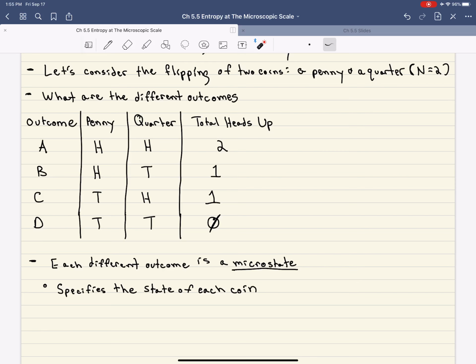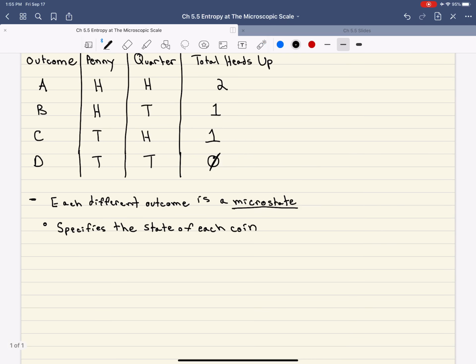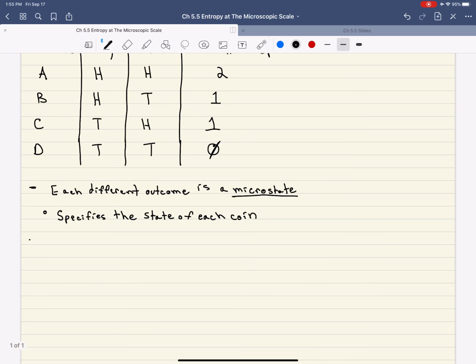And so microstate A, both the penny and the quarter are face up. Microstate B, only the penny is heads up. Microstate C, only the quarter is heads up. And microstate D, both the penny and the quarter are face down. That's what the microstate refers to. All right? This is in contrast to what we call the macrostate.